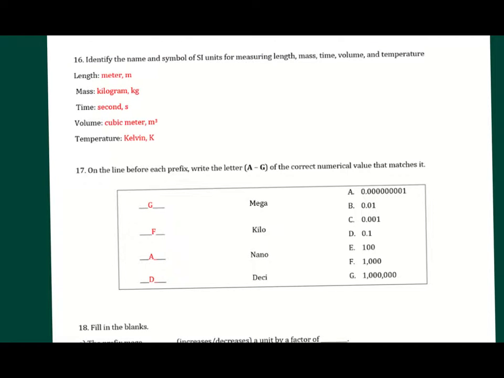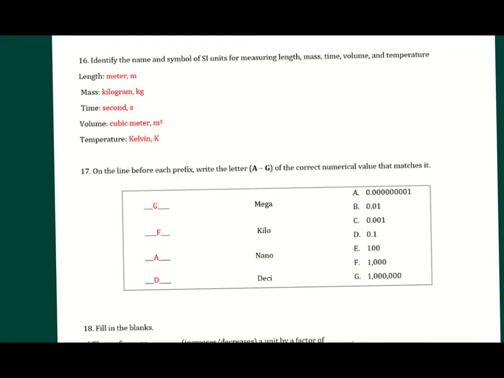Identify the name and symbol of SI unit for measuring length, mass, time, volume, and temperature. Length, the unit is meter, and the symbol is M. Mass is measured in kilogram, and the symbol is kg. Time is second, symbol is S.